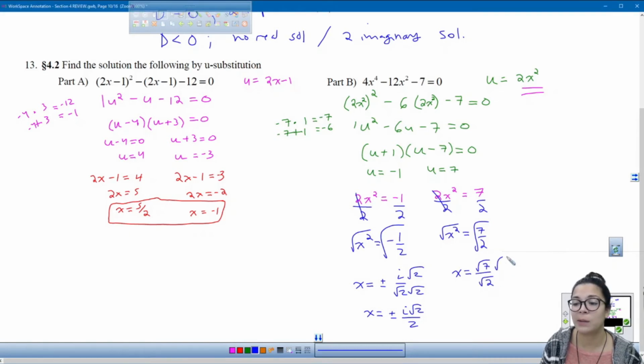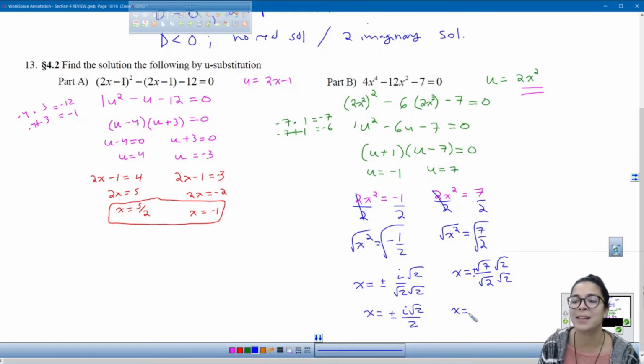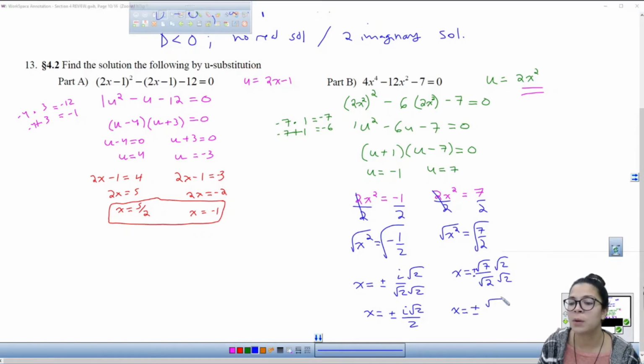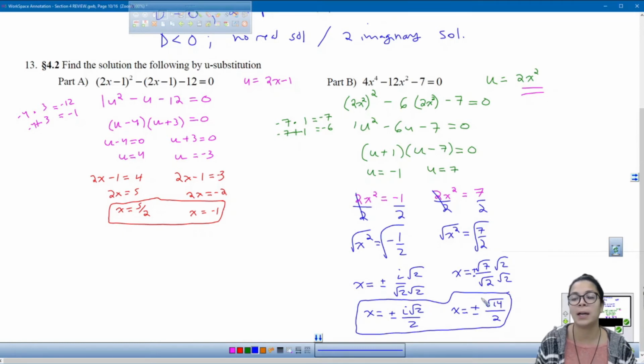But we can't have a radical in the denominator, so I'm going to multiply by square root of 2 over square root of 2. So we get, oops, I almost forgot, square root of both sides, plus minus. I almost forgot to write that down, right? x equals plus minus square root of 7 times 2 is 14 over 2. So I ended up with 4 answers on this one.